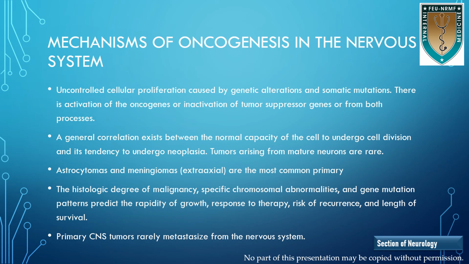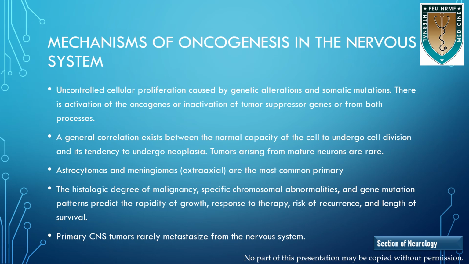Oncogenesis, or tumor formation in the nervous system, is caused by uncontrolled cellular proliferation caused by genetic alterations or somatic mutations. There is activation of the oncogenes or inactivation of the tumor suppressor genes, or both. A general correlation exists between the normal capacity of the cell to undergo cell division and its tendency to undergo neoplasia. So tumors arising from mature neurons are rare because normal mature neurons cannot proliferate.